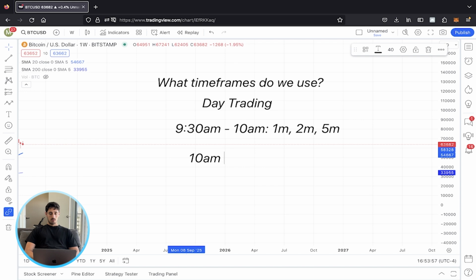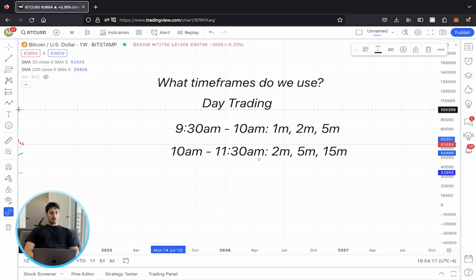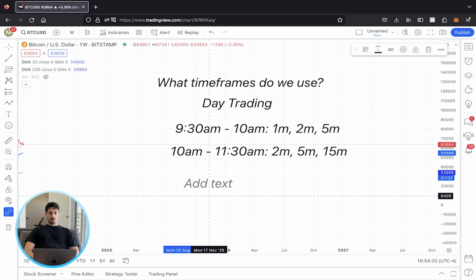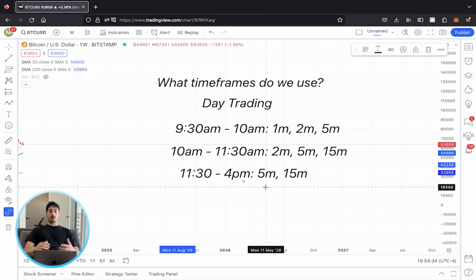From 10 a.m. to, let's call it, 11:30 a.m., you're going to be focusing mostly on the 2-minute chart and the 5-minute chart and a little bit of the 15-minute chart, okay? And next, from 11:30 to the rest of the day, 4 p.m. Eastern, you're going to be looking at the 5-minute chart and the 15-minute chart, okay? Now, these are the time frames you should be using. So my main time frames for day trading are the 1 minute, 2 minute, 5 minute, and 15-minute charts.